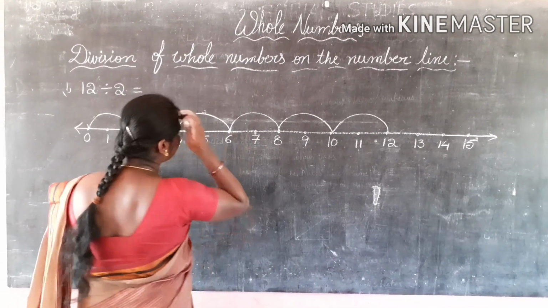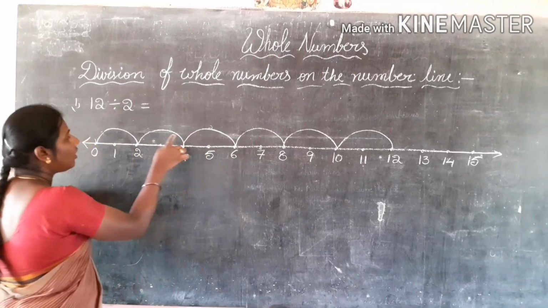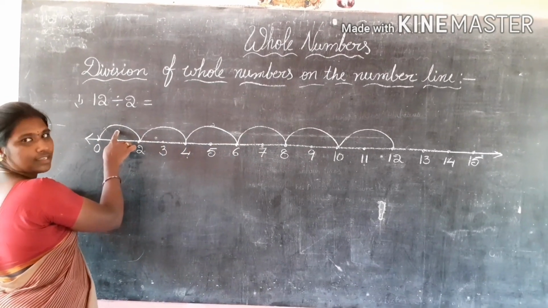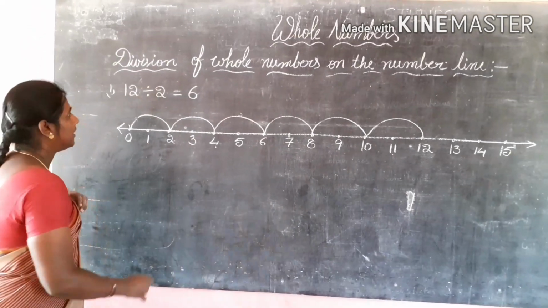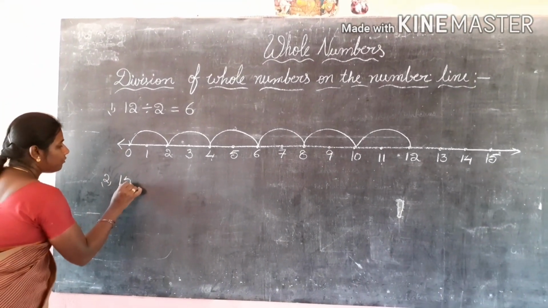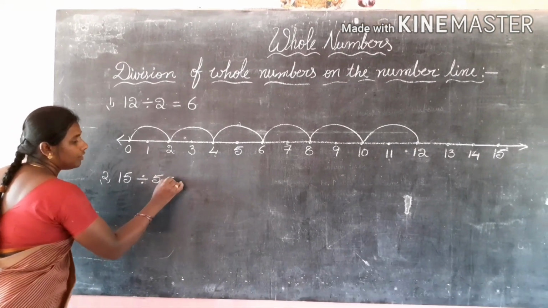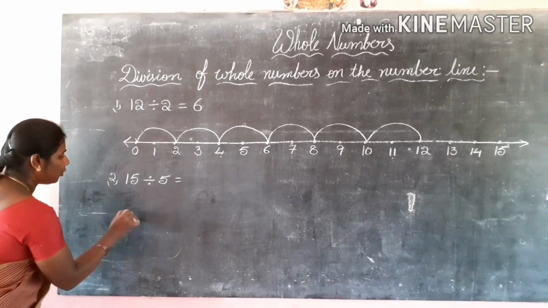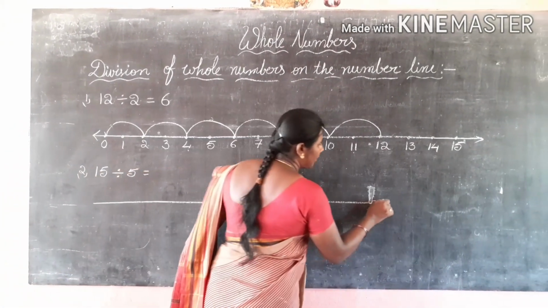How many times did we jump here? 1, 2, 3, 4, 5, 6. 6 times, so the answer is 6. Next, one more example. 15 divided by 5. Again same here also, first we have to draw the number line.